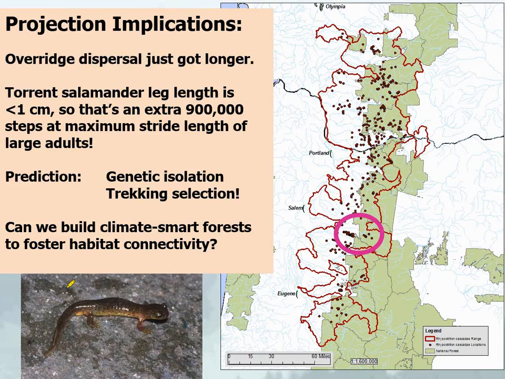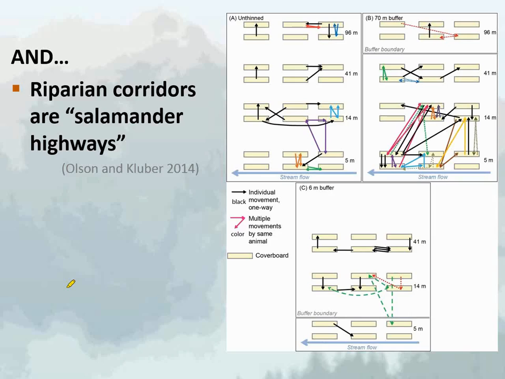So what? Well, these little salamanders are not very big. Their legs are only 1 centimeter long, if that. Their over-ridge dispersal just got longer. That's a lot of steps if you're a tiny little salamander. So there's a prediction of either genetic isolation or some adaptive response, and they would need to be getting across that landscape. So perhaps a little evolution to become more like an ensatina, drier and longer legs. The question for us: can we build climate-smart forests to foster that type of connectivity?